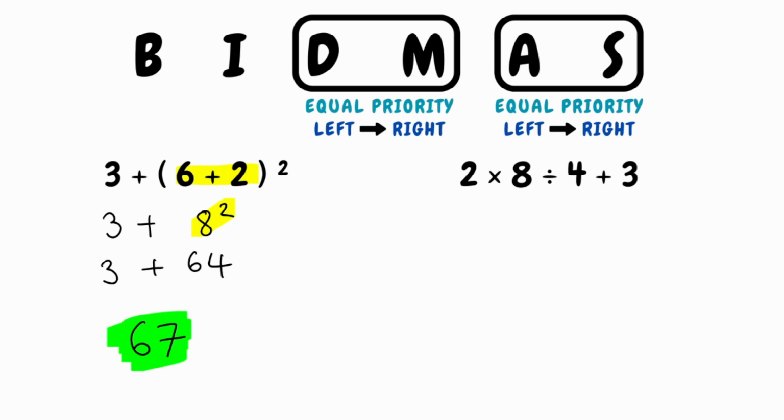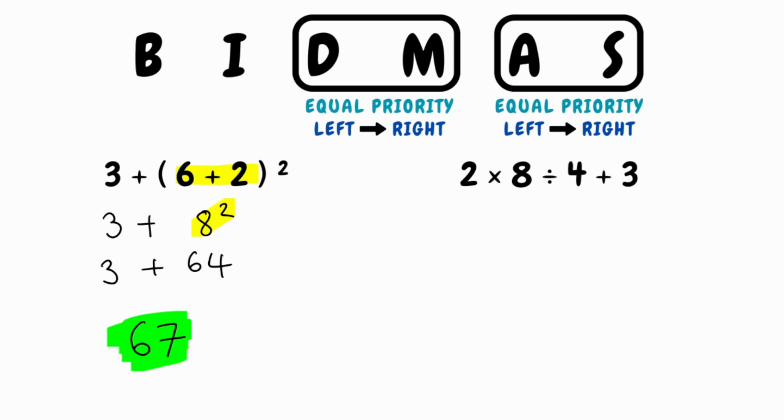Okay, now looking at this other example. Again, we're going to work our way through BIDMAS. So starting with B, do we have any brackets? Well, there's no brackets in this next calculation. So we're going to move over to I, which are our indices. So we're looking for our powers and roots. There's no powers and no roots in this calculation. So we're going to move on.